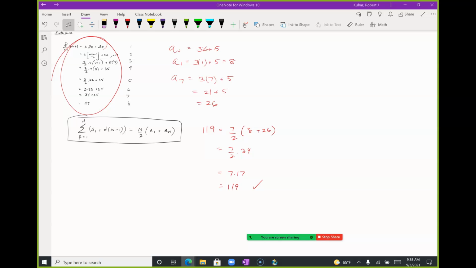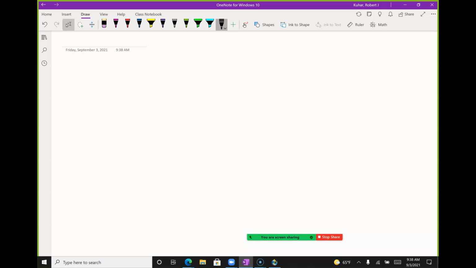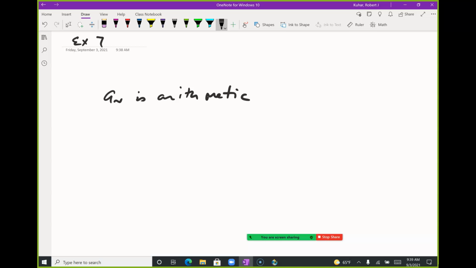But let's try and find another one here. Okay, so let's see what happens. Let's say I have an arithmetic sequence, right? A sub n is arithmetic. And this is example 7 in the book.